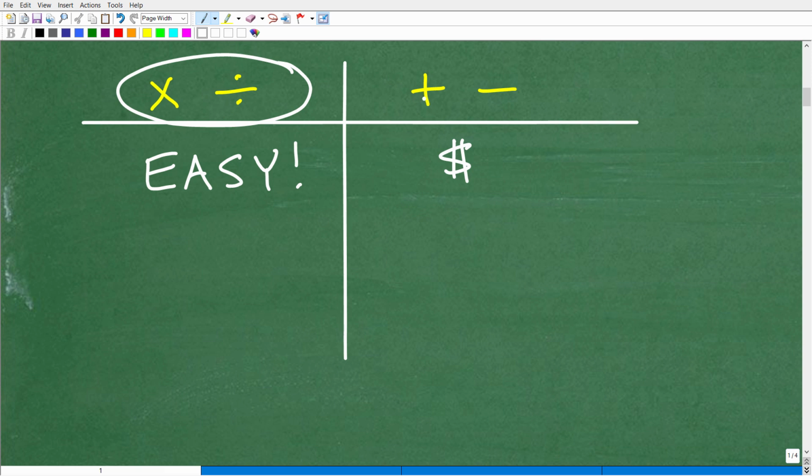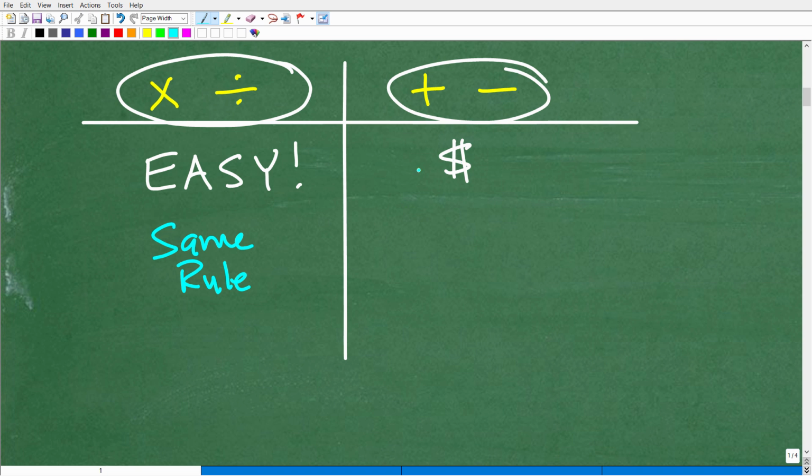And then our second rule is for addition and subtraction. And let me go ahead and just break this down this way. This is easy. So for multiplication and division, it's easy because it's the same rule. It's the same rule, and it's like the easiest rule ever. I'm going to show you here in a second.